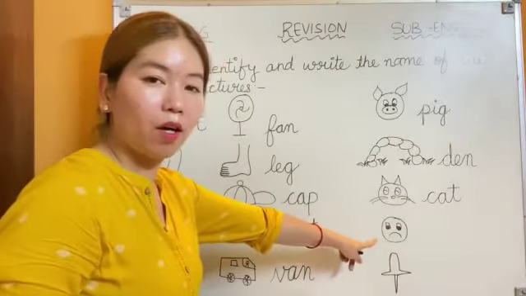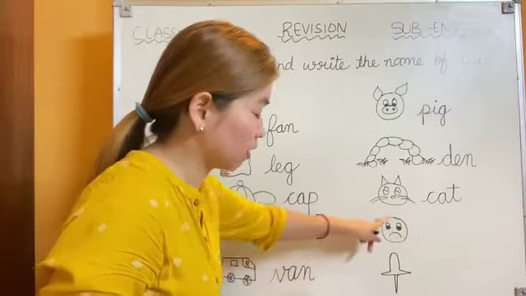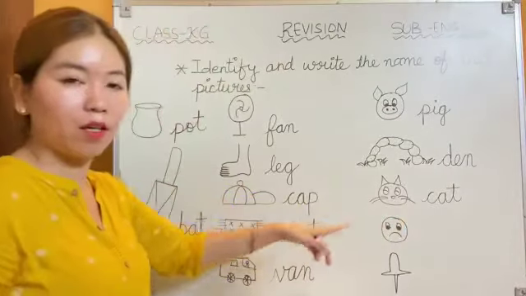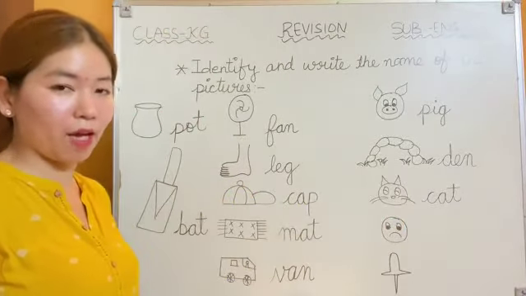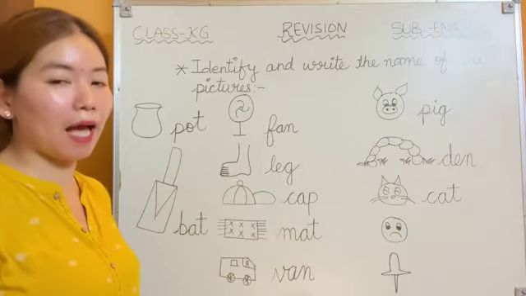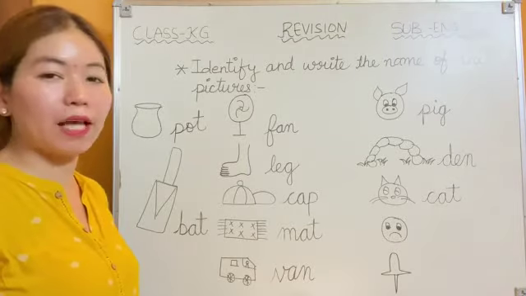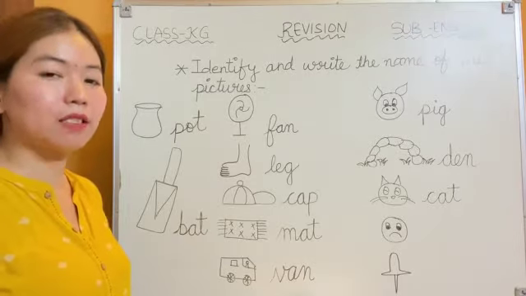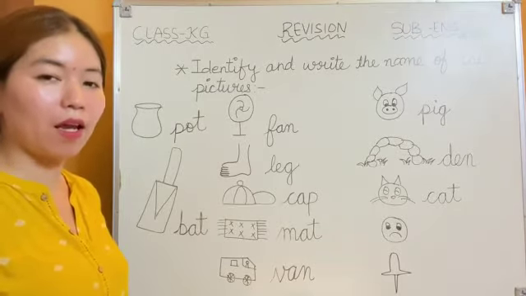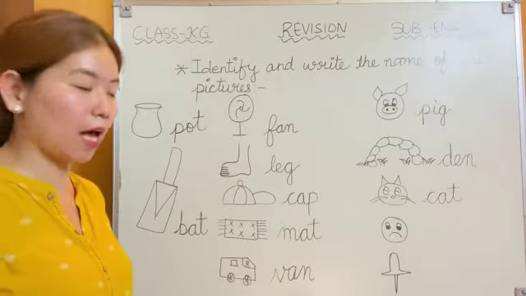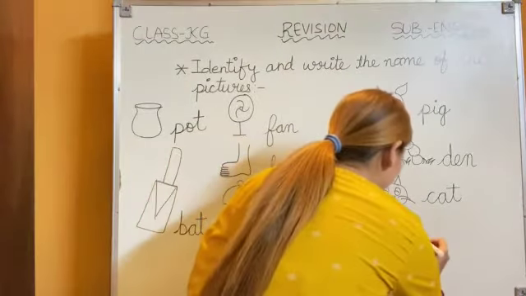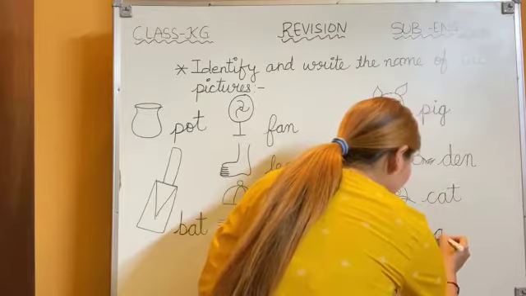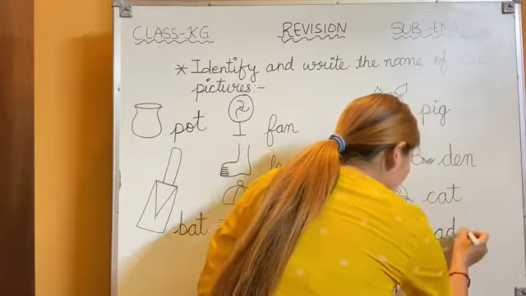Now look here. Which face is this? See children. This is sad face. And the spelling of sad is S-A-D, sad. So here we will write S-A-D, sad.